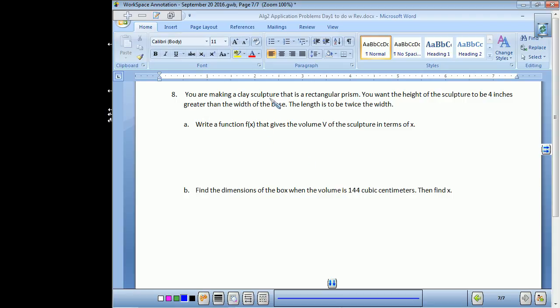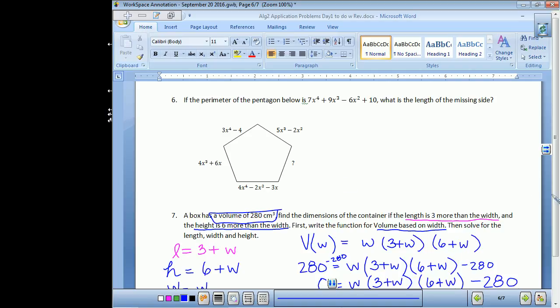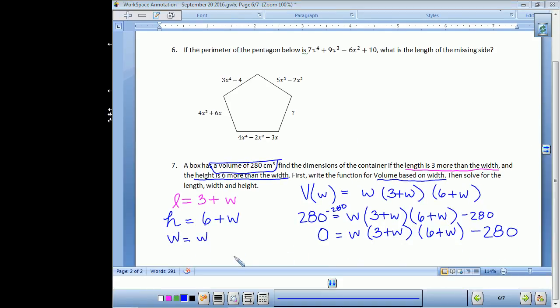So this one, we're making a clay sculpture that is a rectangular prism. Everybody got 4 for the width. So the height would be 10, and the length would be 7. So those are our dimensions, 4 by 10 by 7 centimeters.